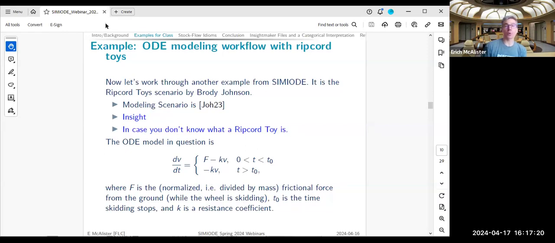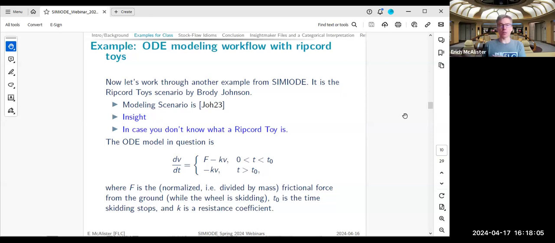So the ripcord toy is something, and everybody's seeing my slides right now, right? It's this thing where you pull on the thing and it spins the wheel, and then you put it on the ground, and the wheel is gonna initially be skidding, and the skidding is putting a force onto this whole toy that then accelerates up until pure rolling is achieved. So once it stops skidding, the wheel is just rolling, then the velocity is just going to decay.